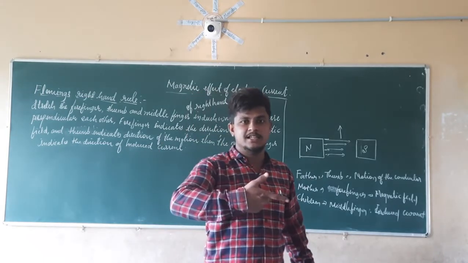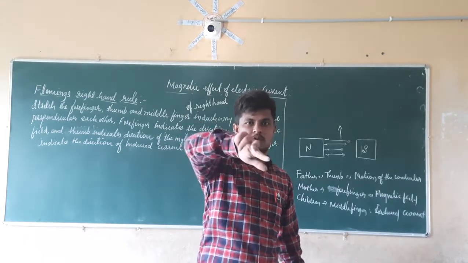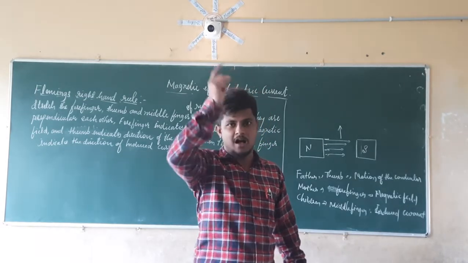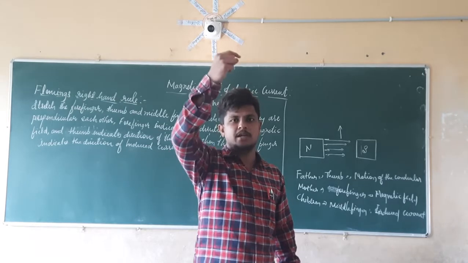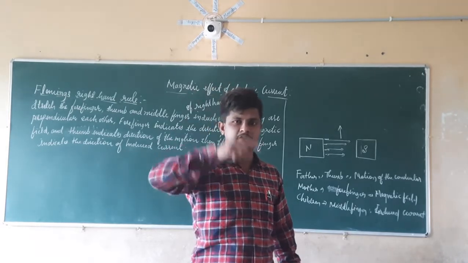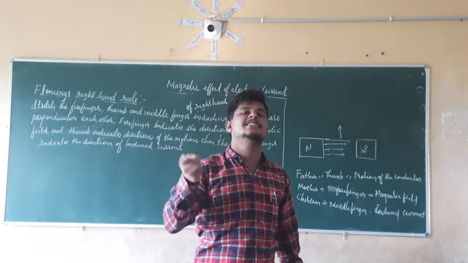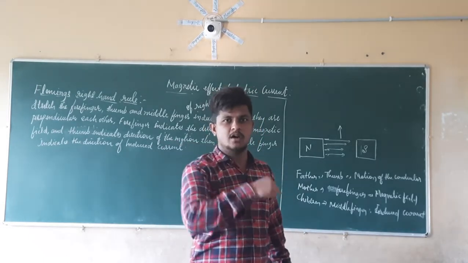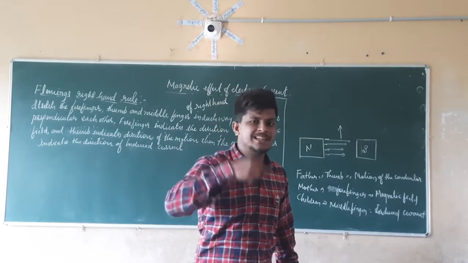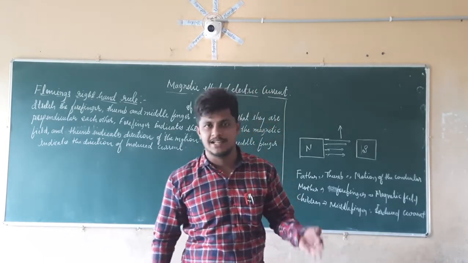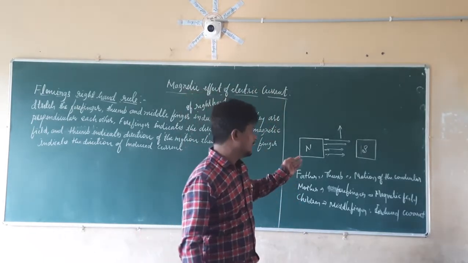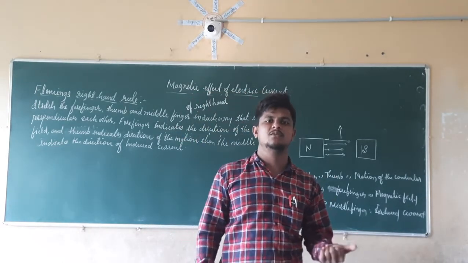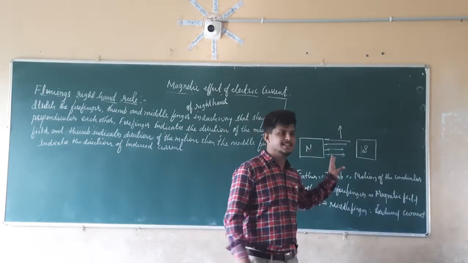Initially it is in the inward direction, after that it is in the outward direction. So for each half circle, in the upward direction and the downward direction, the current is changing its direction. Inward, outward, inward, outward, inward, outward. So this type of current is known as the alternating current. Whichever current changes its direction for every half cycle is the alternating current.